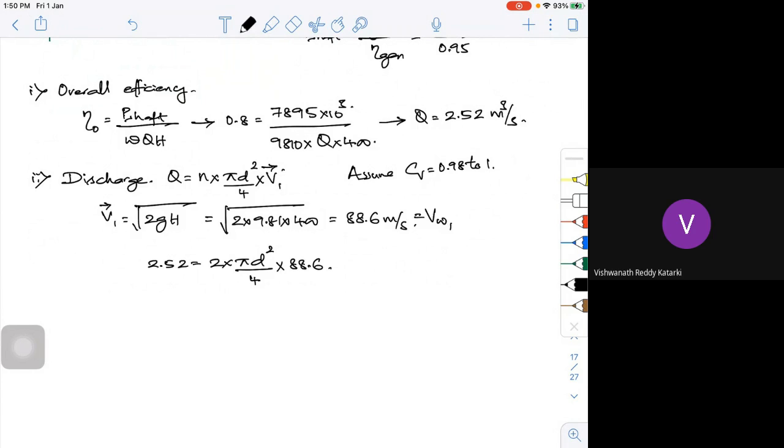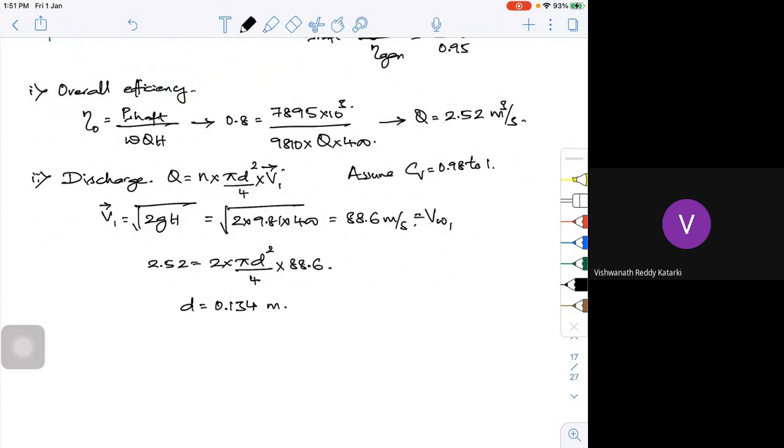So if I substitute everything, I am getting my D as 0.134 meters or 134 mm. Suppose this value of jet is less, in that case the diameters are going to change. Now the second thing is I need to find your tangential force.